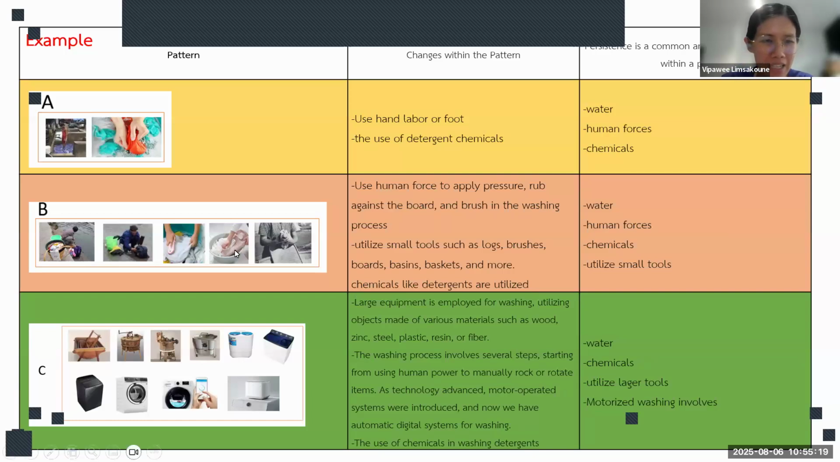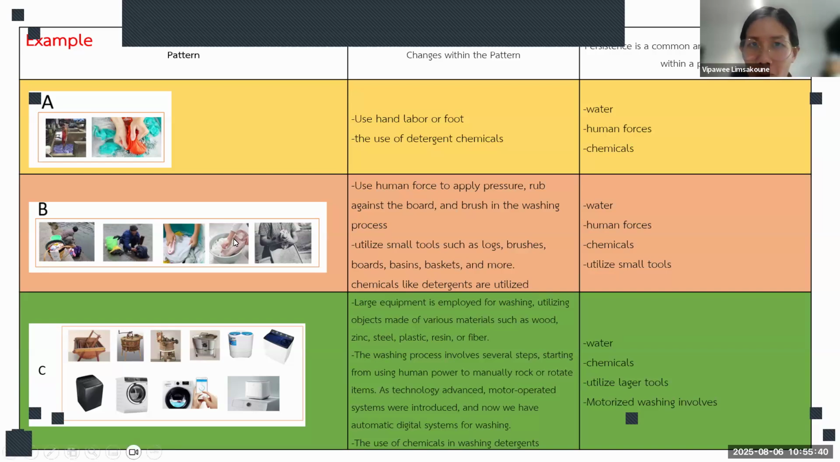But the other one uses different tools, right? So that's the change as well. Although they are all tools that help us with washing clothes, they have different mechanisms of use. Okay, so that's the change within the pattern.